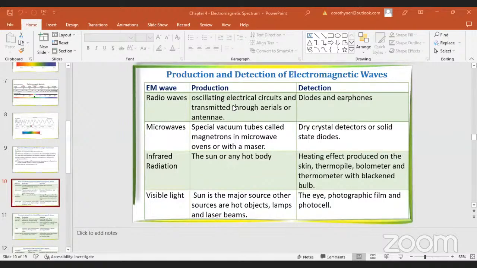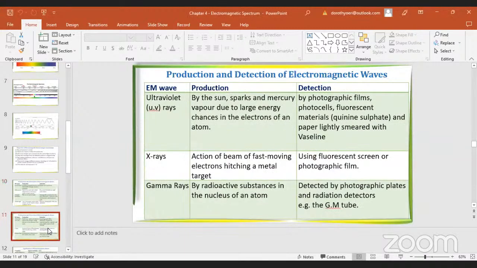Now, kindly pay attention to the production and the detection of those waves. Visible light production: the sun or any other source, objects, lamps, laser beam. Detection is the eye, photographic film, photocell. So those are the four, and then we move on to the next ones. UV.